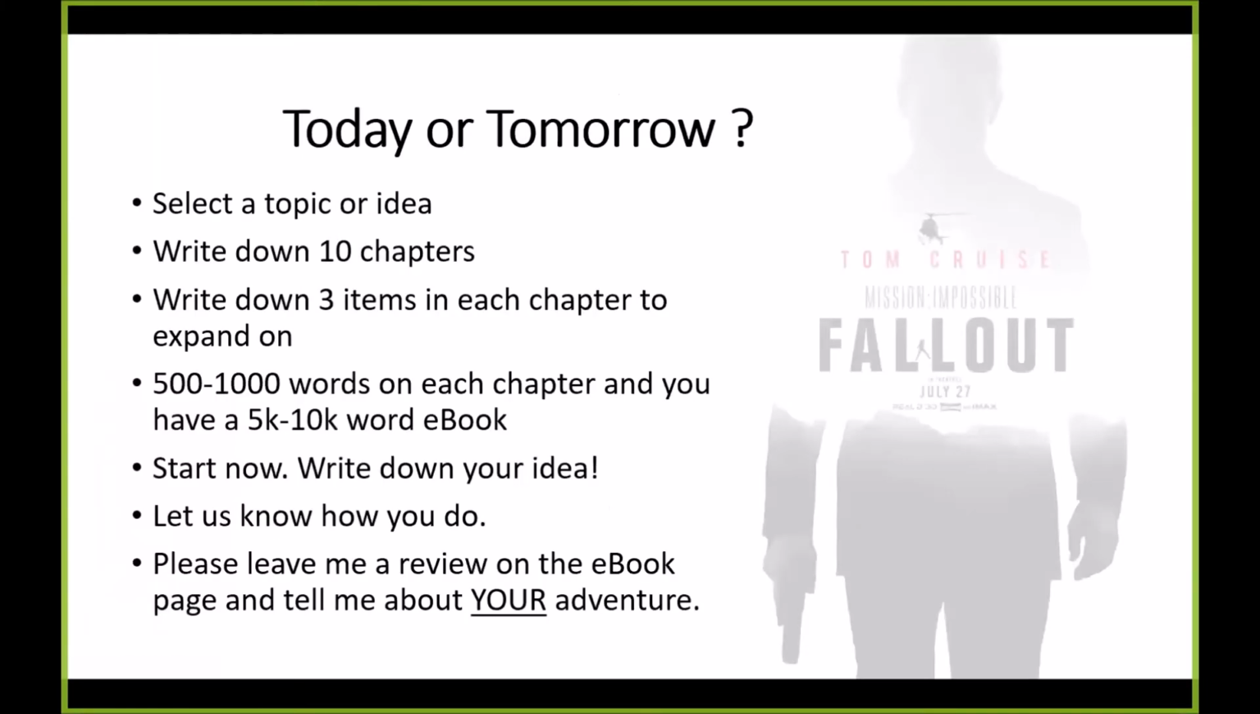So what do you do today or tomorrow? Mission Impossible 6 is coming out in July, so your mission, should you choose to accept it, is to select a topic or idea, write down 10 chapters, write down 3 items in each chapter to expand on, and then 500 to 1,000 words on each chapter, and you have a 5,000 to 10,000 word ebook. Done. Start now. Write down your idea.